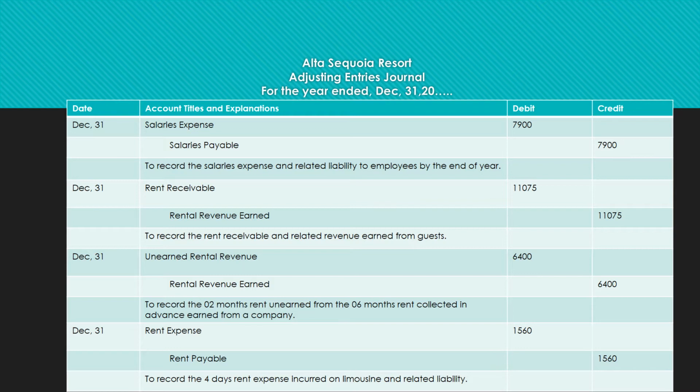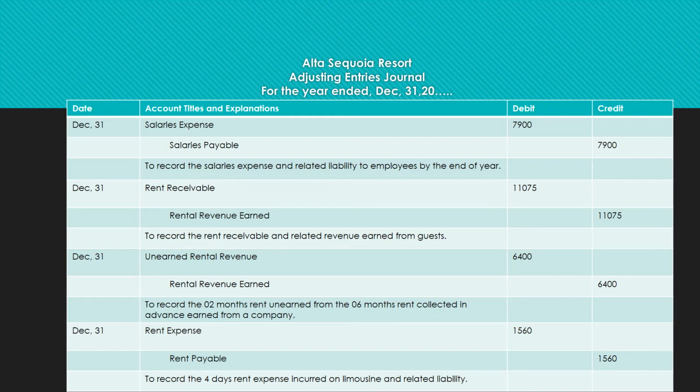Here the company has collected 6-month rent revenue in advance, which is 19,200, on November 1. Now it's December 31st. From November 1 to December 31st, a 2-month period has passed. So it means the company has earned revenue of 2 months out of the total unearned revenue. Now 1 month revenue is 3,200. So 2 months revenue will be 6,400. So what are the titles of accounts involved here?